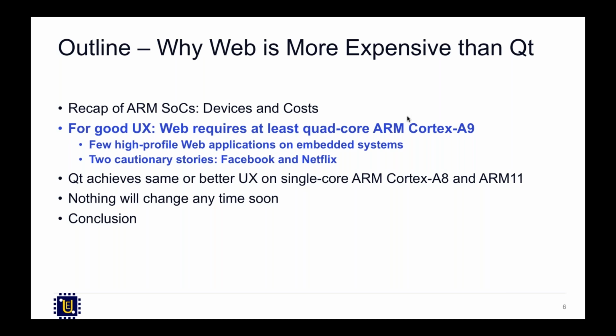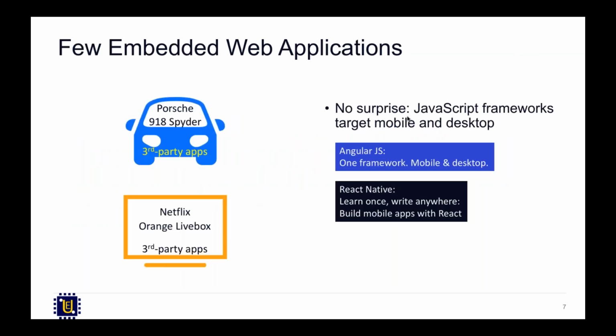And the first thing I will show you is, there are very few high-profile web applications. So I did a lot of digging, and the only infotainment system I could come up with was the one of the Porsche 918 Spider. That's written with web, but they probably have an Intel Core something processor in the Porsche. So that's what Porsche usually does. So it's not exactly a typical embedded system.